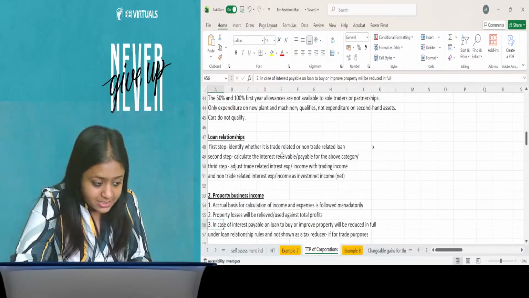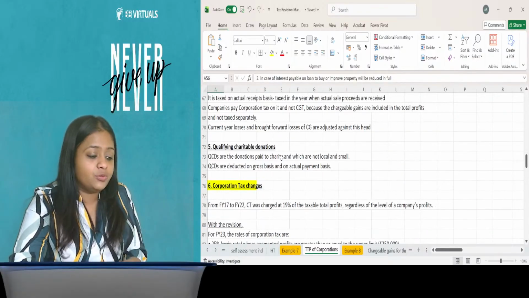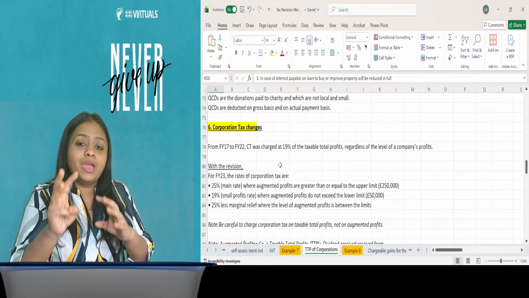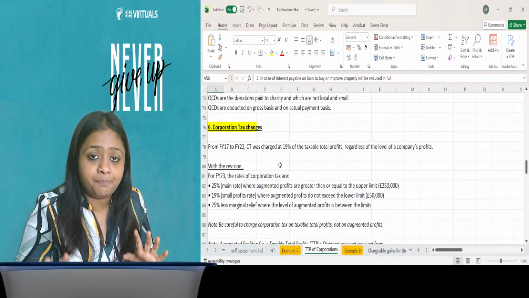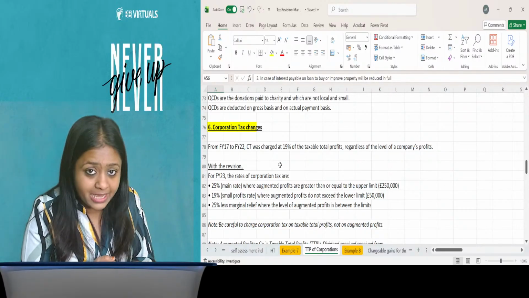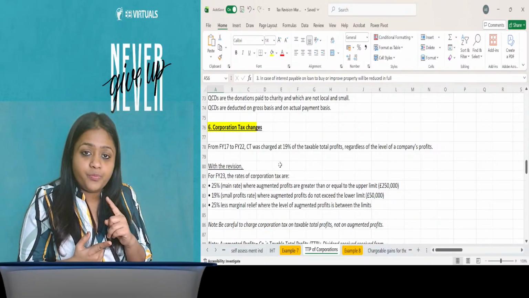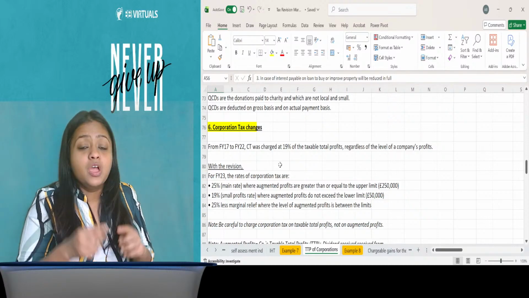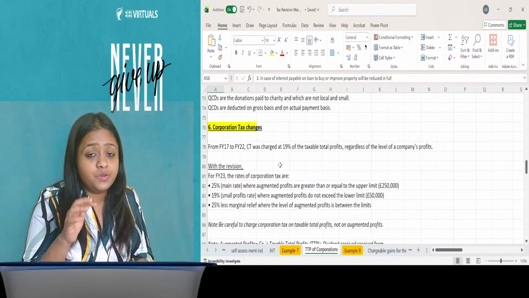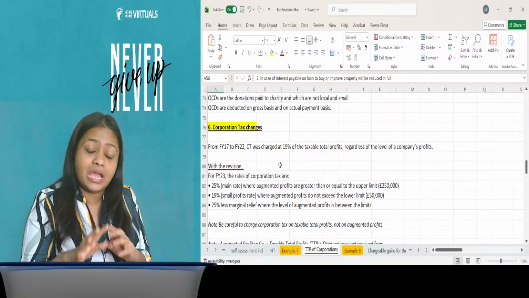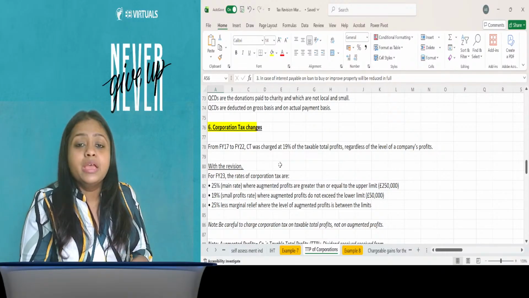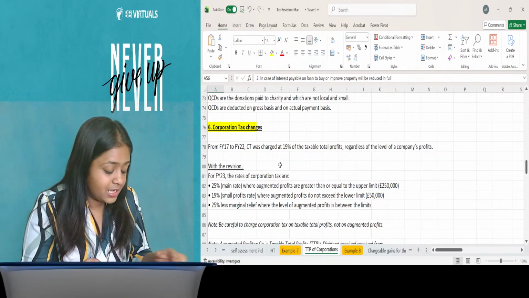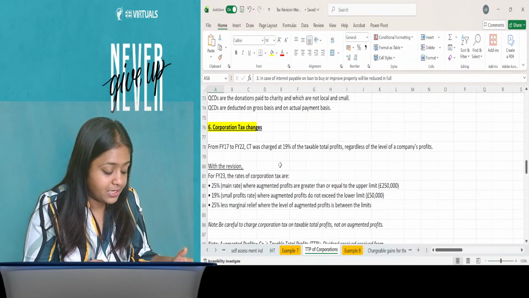So please look at my screen. We have a different way to calculate corporation tax. So we have basically three tax rates applicable when we calculate corporation tax. Number one is, and here we will take the concept of augmented profit. On augmented profit basis, we will decide the rate applicable. I will cover it, don't worry.